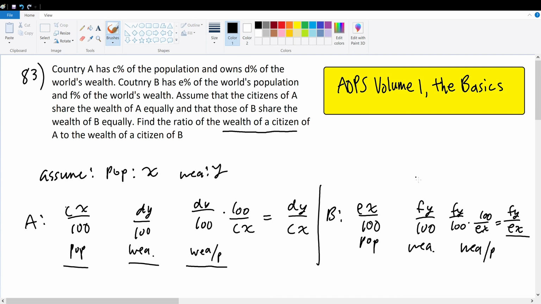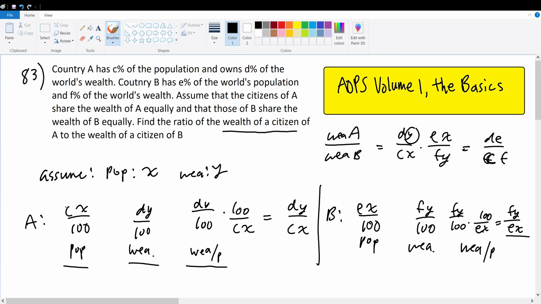And we need to find the ratio of this between A and B. So wealth of A per person divided by the wealth of B per person would be the same thing as DY over CX times EX over FY after we divide them and inverse the proportions, which will result in DE over CF. And the reason why that's so, because Y and Y cancel and X and X cancel to remain with this ratio, the solution to our question.